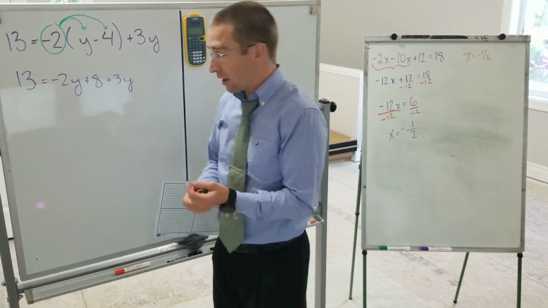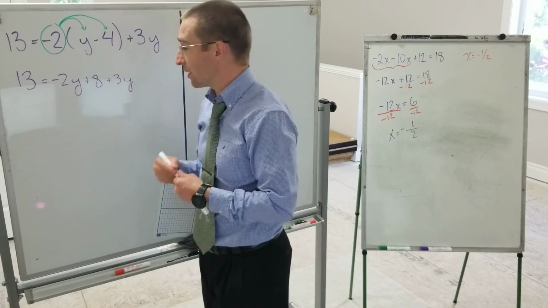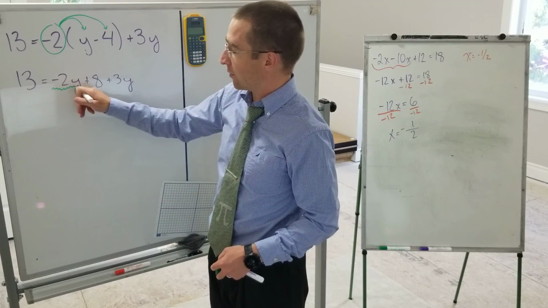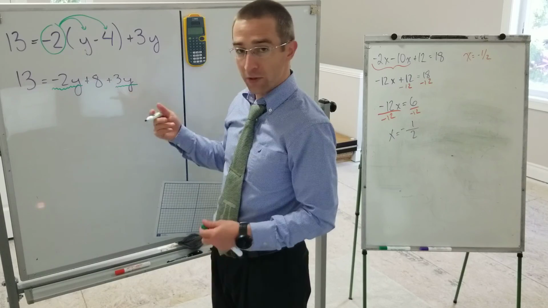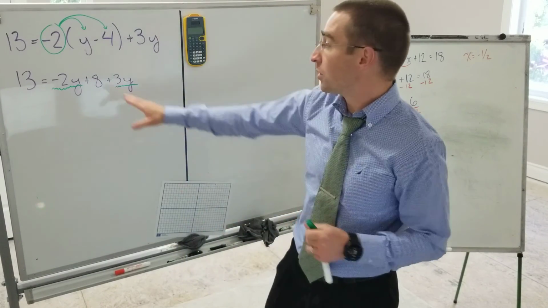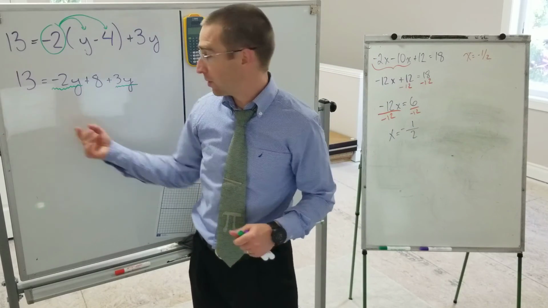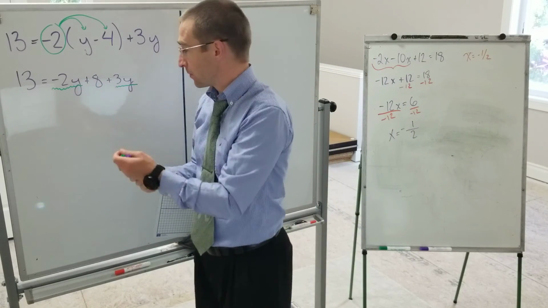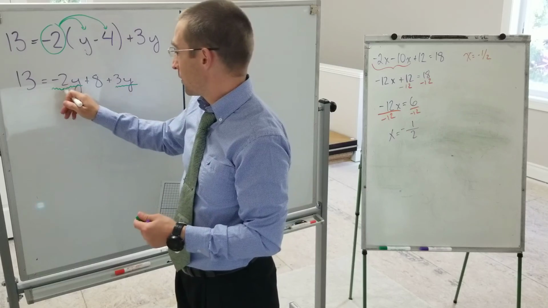Hopefully. And there's more than one first step. But we can look at this and be like, oh, check it out. Negative 2y, positive 3y. They both have y's. We can combine like terms. Yeah, you could have subtracted 8. That would be okay too. But you'd have to combine these eventually. So let's just combine them now.